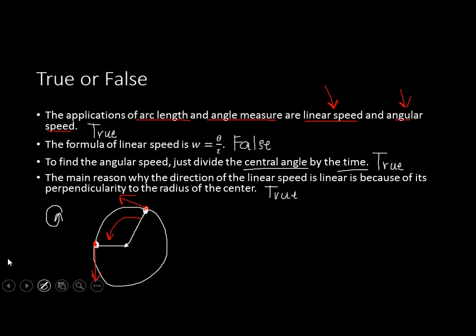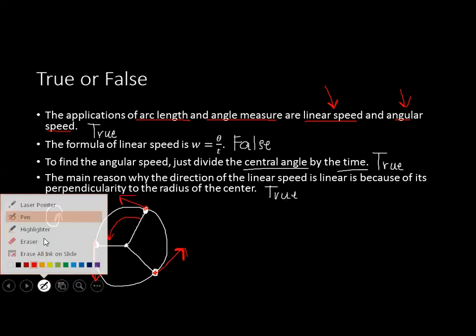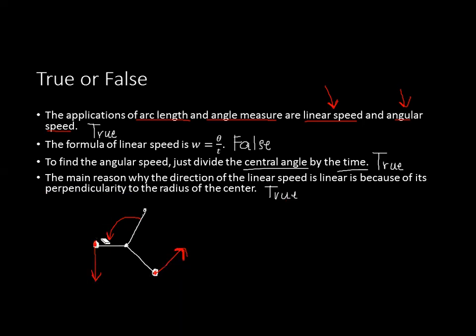Now, what if the object is here? What will happen is that the direction of the speed will go there. So the answer for that is true.